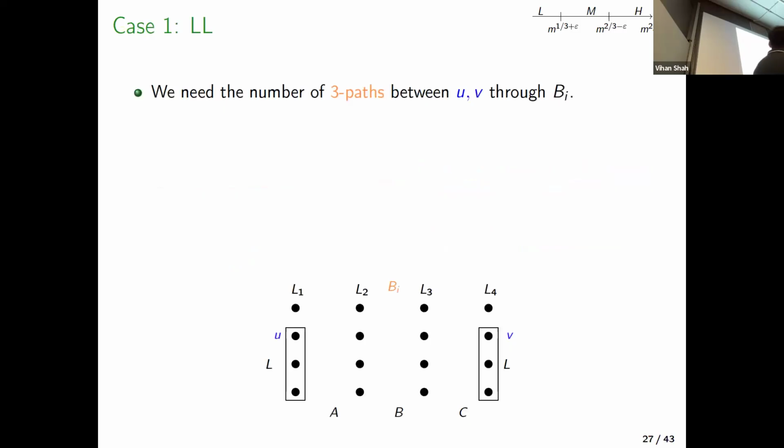Okay. So let's start. We need the number of 3 paths between U and V going through B_i. And for now, I'm assuming this case is LM. So U is a low degree vertex and V is a low degree vertex. How do we answer queries for this? Okay, not an easy question, but does anyone see any simple way to do it, or do you see, okay, this is going to be hard because of something? But at least why the previous idea does not work.